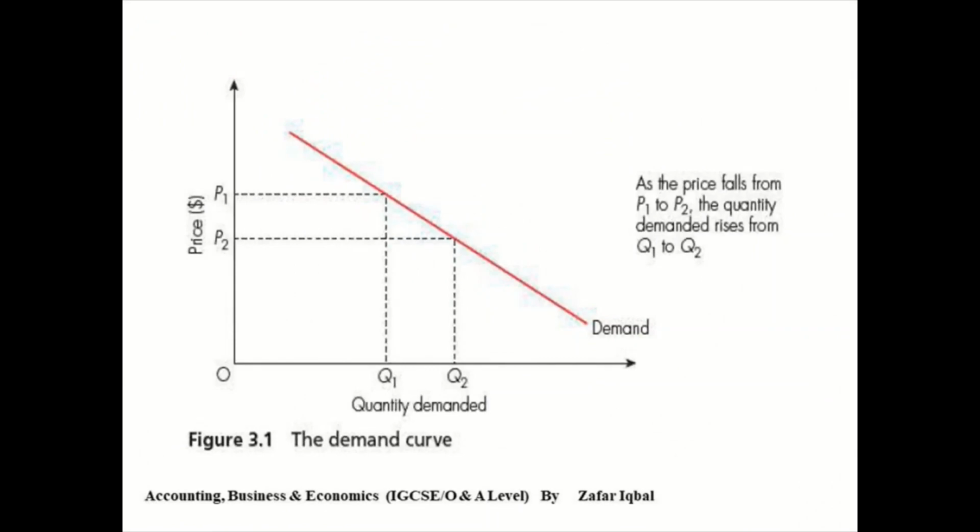The demand curve is shown as a downward sloping curve to show the inverse relationship between price and quantity demanded. As you can see, at price P1, the quantity demanded is Q1. But as soon as we decrease the price to P2, the quantity demanded will increase from Q1 to Q2. So as the price falls from P1 to P2, the quantity demanded rises from Q1 to Q2.